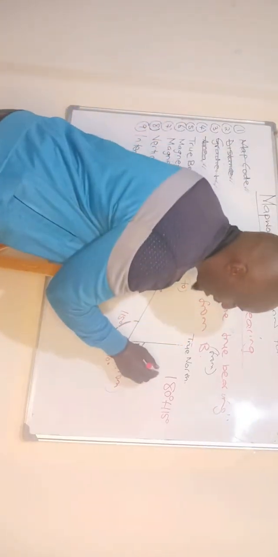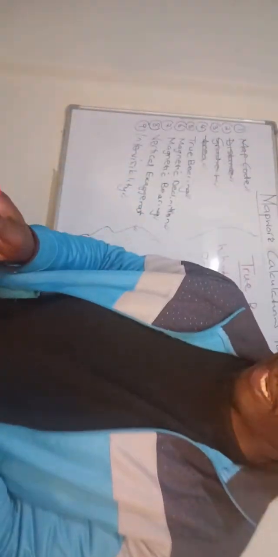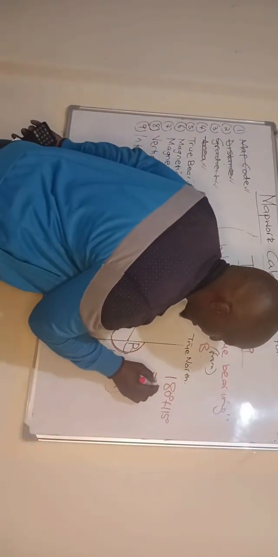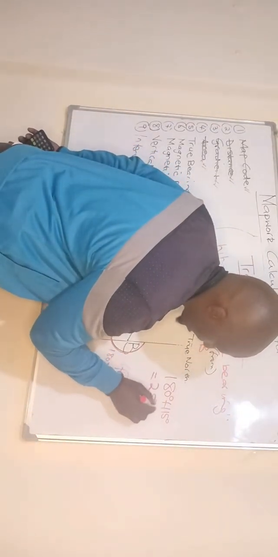So if you add 180 plus 115, what are you going to get now? You are going to get 295. That's what you are going to get. 295. 180 plus 115. So you get what? 295 degrees. That will be your true bearing.